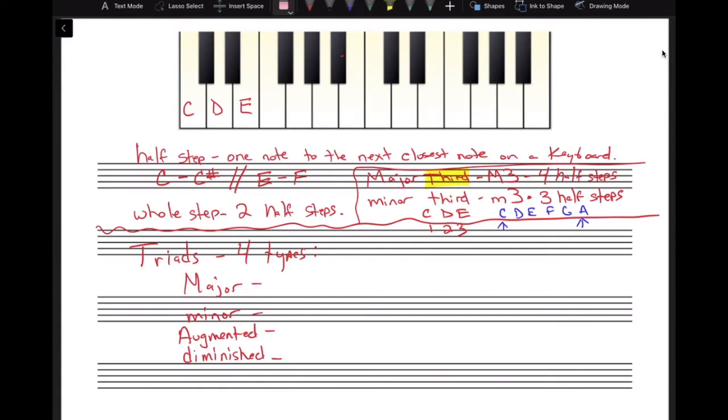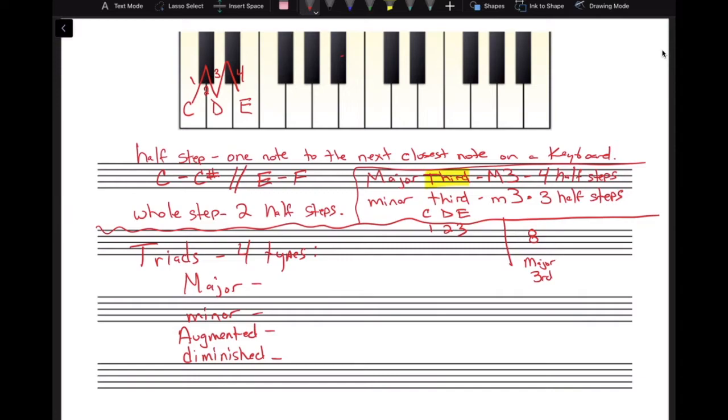Let's see if I can get rid of the blue for now. So going C to E is 1, 2, 3, 4. And see how that makes a capital M? Weird, right? So C to E, it's 3 letters, but it's 1, 2, 3, 4 half steps. So this interval right here, going from C to E is a major third.